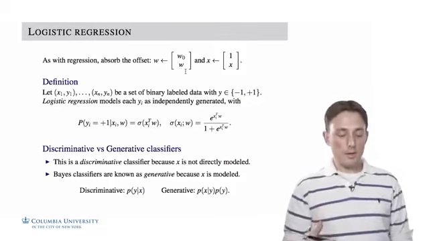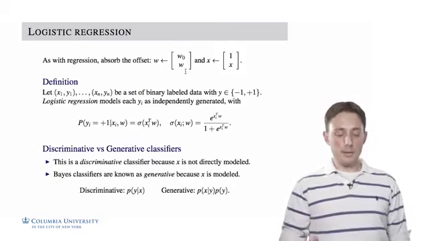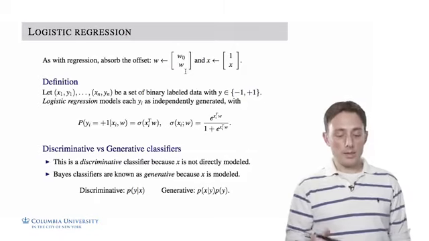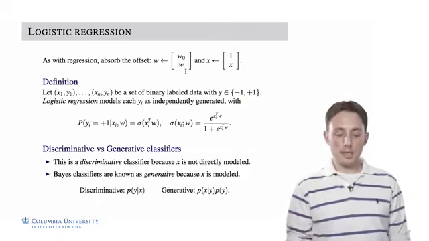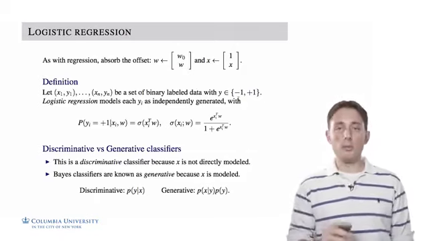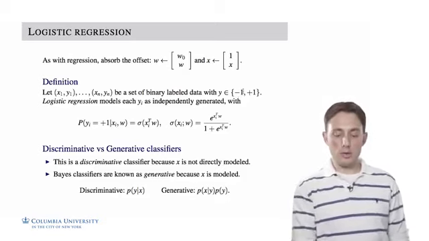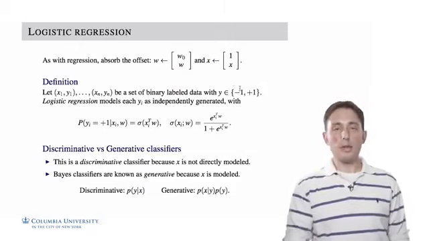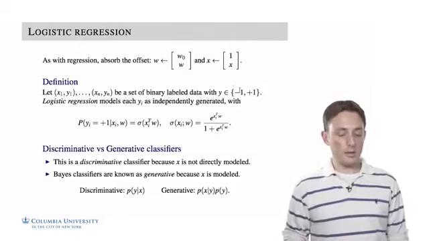So again, we have labeled data. We have pairs x, y, where x is a covariate, y is its label. The labels are now going to be plus or minus 1. This is important for the way that we derive the algorithm in this lecture, that the labels are now plus or minus 1. It's more convenient to do it that way.